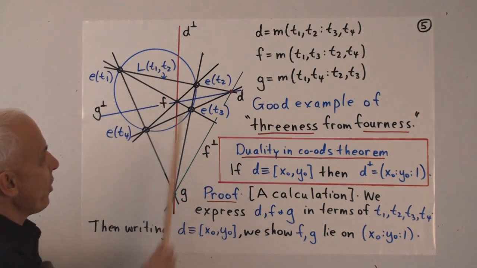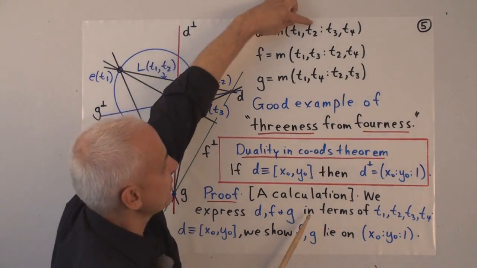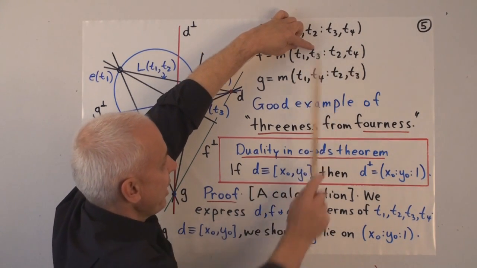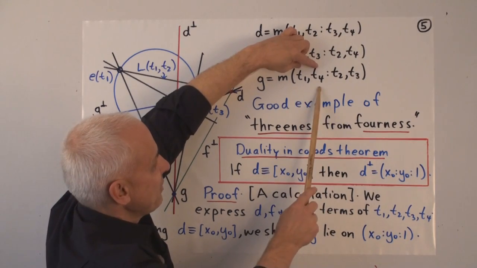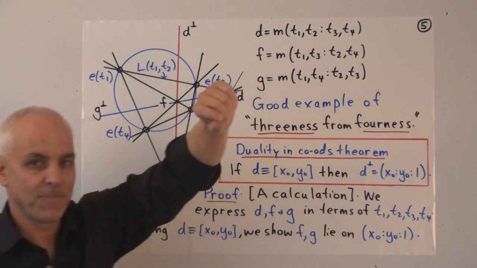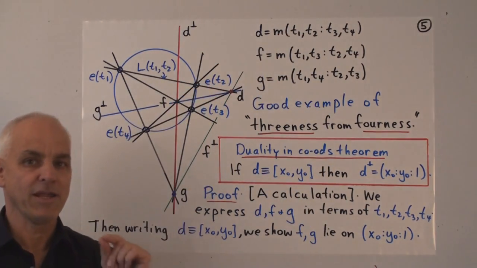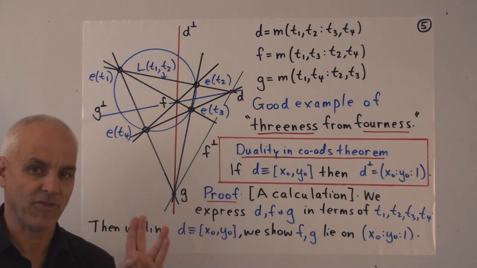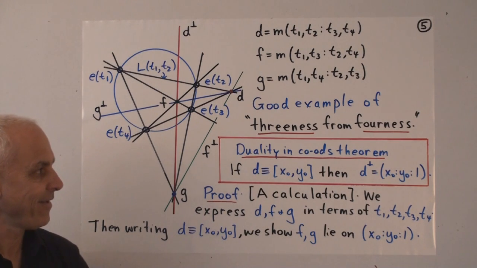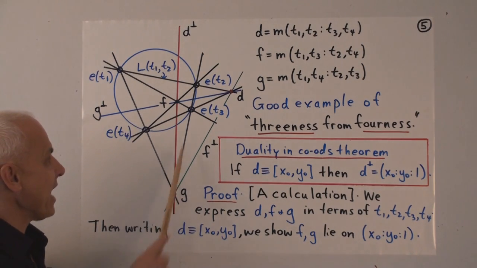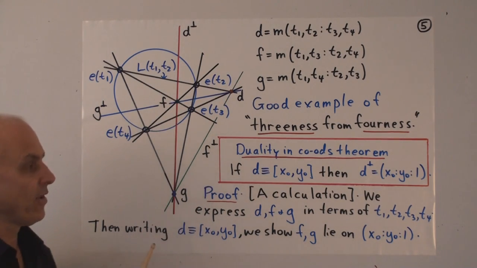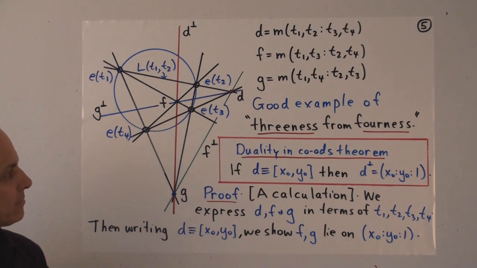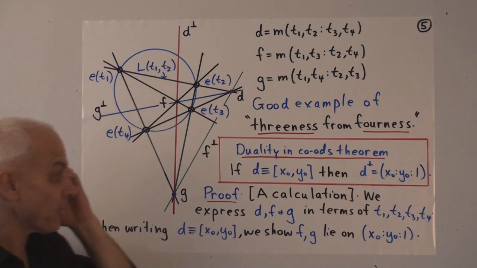So in terms of those 4 points, you could group the T1 and T2 together and the other ones, or the T1 and the T3 together and the other ones, or the T1 and the T4 together and the other ones. There are 3 ways of grouping 4 things into 2 subsets of 2 each. And those 3 ways correspond exactly to these diagonal points of the original quadrangle. Okay, so there's our notation.